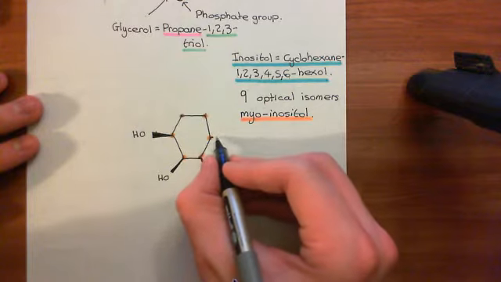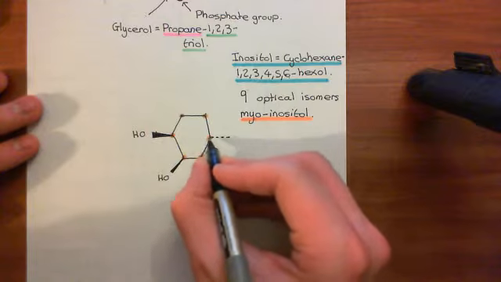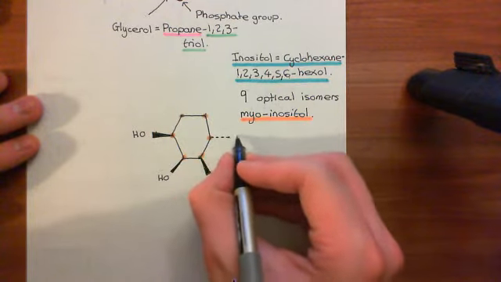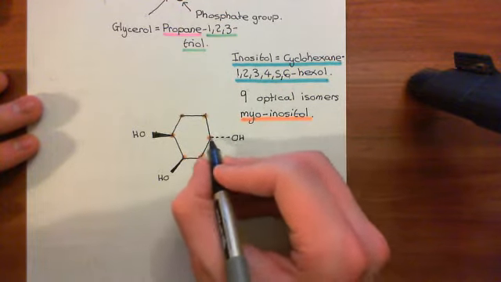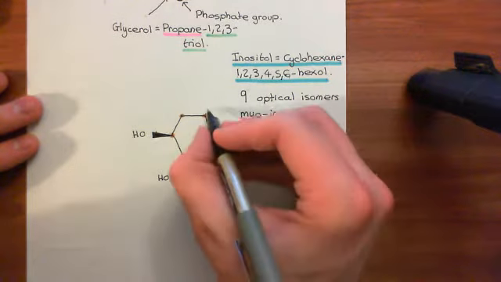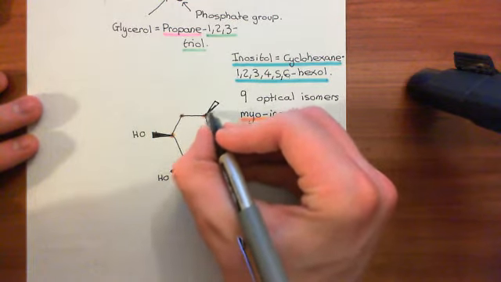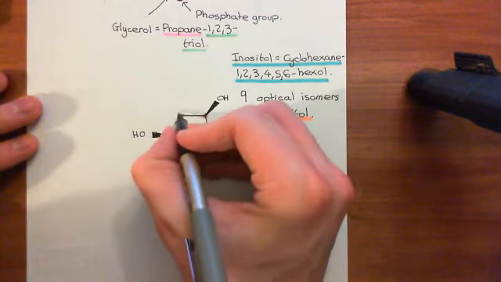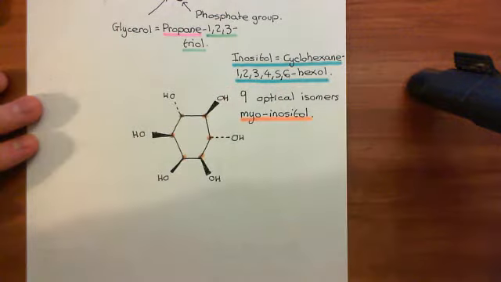Okay, now one is going to go into the page away from us, and the way that I show bonds going away from us into the page is by these dashed lines. Okay, so this alcohol group is going away from us into the page, and therefore the hydrogen would be coming out of the page towards us, but I'm not going to show that. Okay, on this next one we go back to coming out of the page towards us, like so, and then finally this one here, the alcohol group goes into the page away from us.